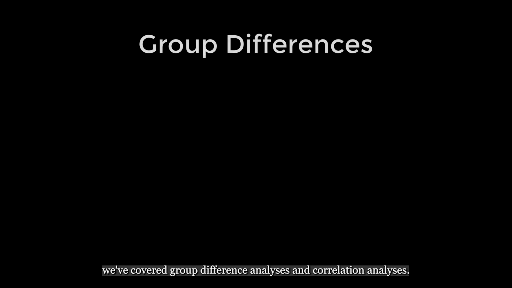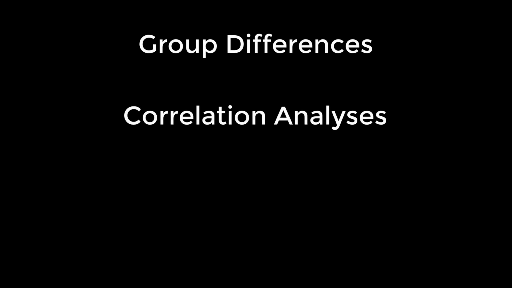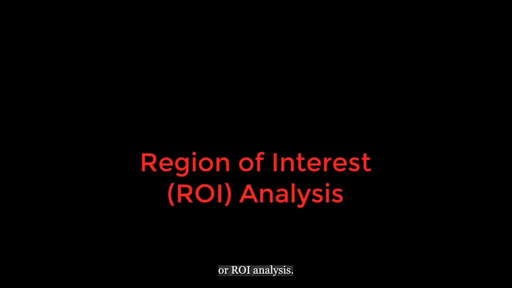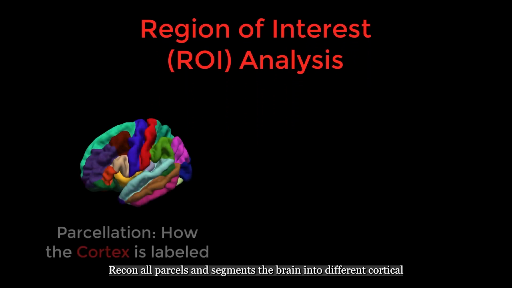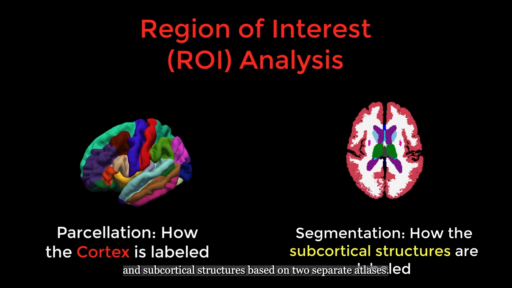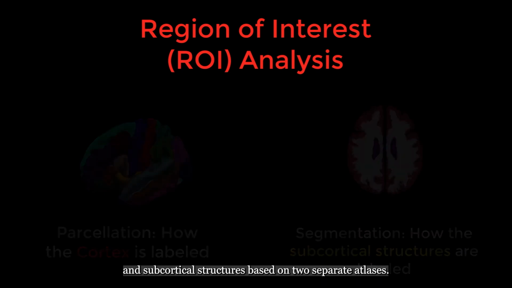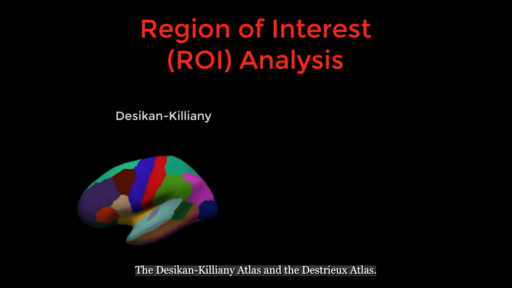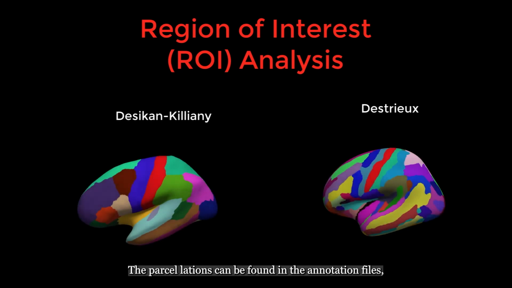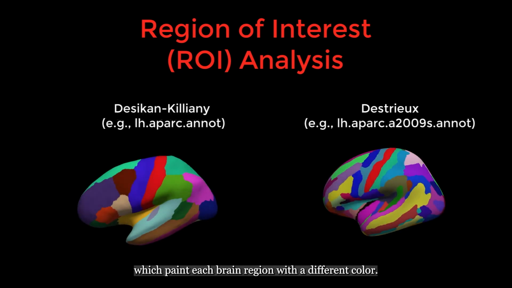So far in FreeSurfer, we've covered group difference analyses and correlation analyses. A third method of analysis is region of interest, or ROI analysis. Recon all parcellates and segments the brain into different cortical and subcortical structures based on 2 separate atlases, the Desikan-Killiany atlas and the Destrieux atlas. The parcellations can be found in the annotation files, which paint each brain region with a different color.